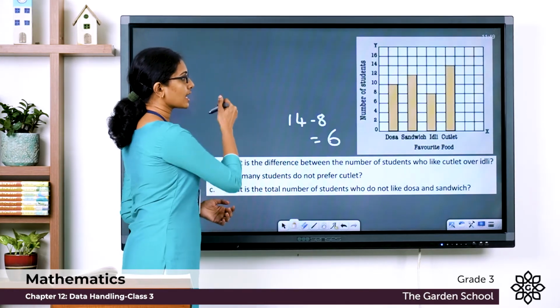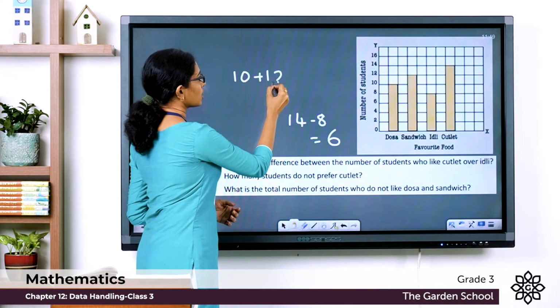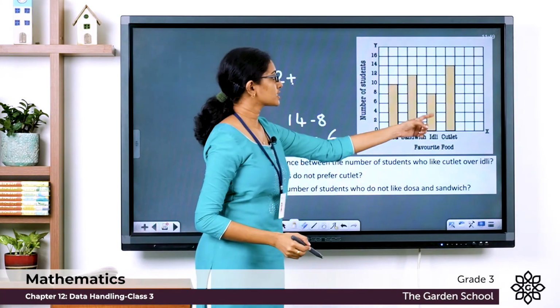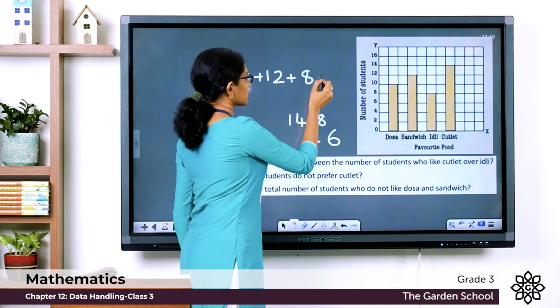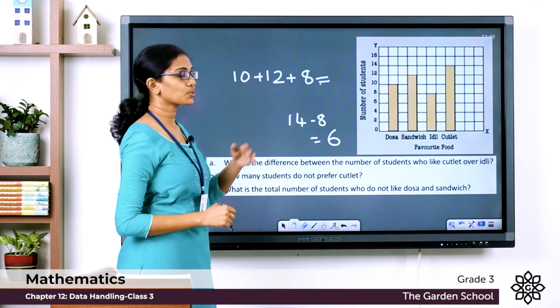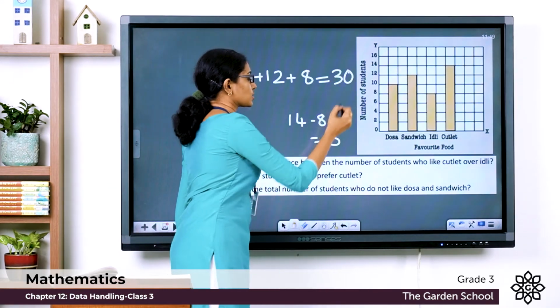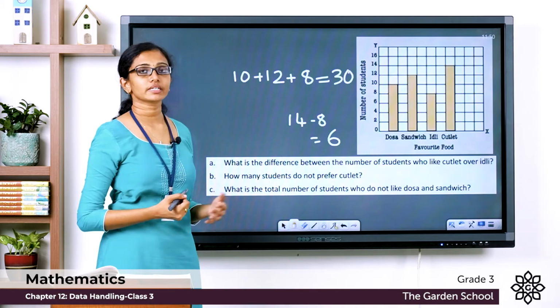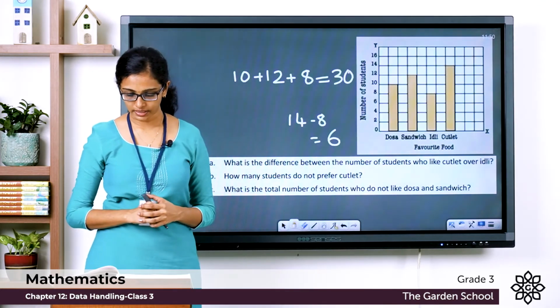So what is the answer there? It is 10 plus 12 plus how many students like idli as their favorite food? It is 8. So what is the total answer? 10 plus 12 is 22 plus 8 is equal to 30. So how many students do not prefer cutlet? It is equal to 30. Now let's see the next question.